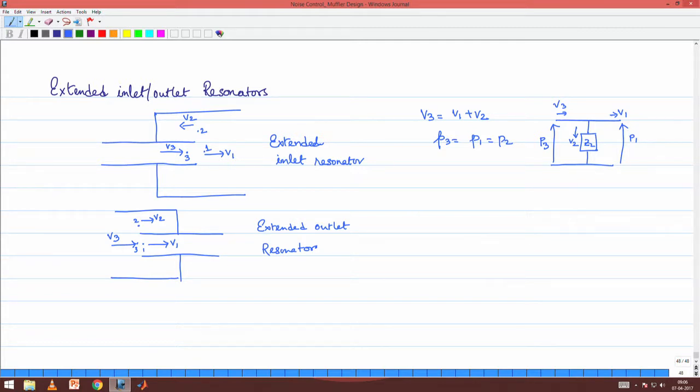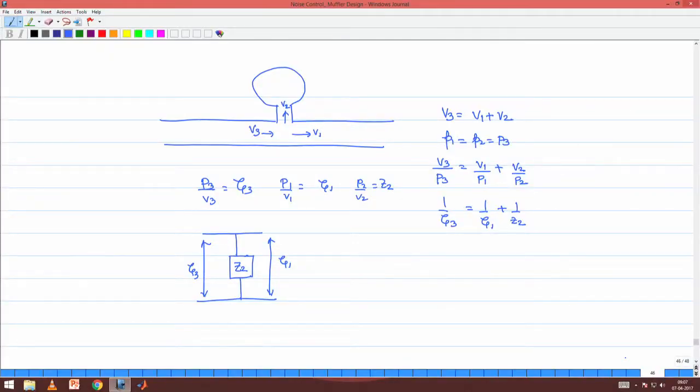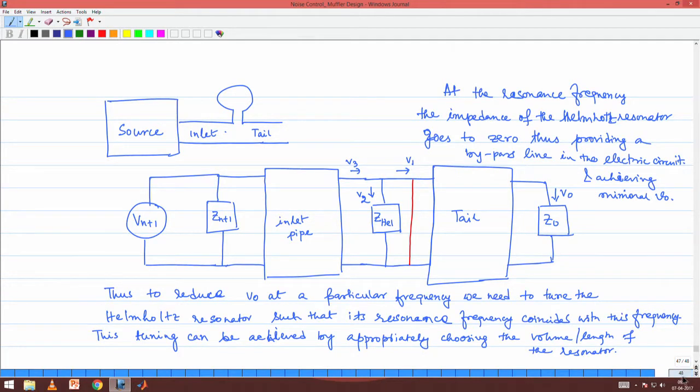The only difference between this system and the Helmholtz resonator system arises in the fact that while using the Helmholtz resonator, we found that the impedance of the Helmholtz resonator was well known from our previous calculations. So, here this Z2 has to be calculated afresh. Z2, remember, is the impedance at point 2.